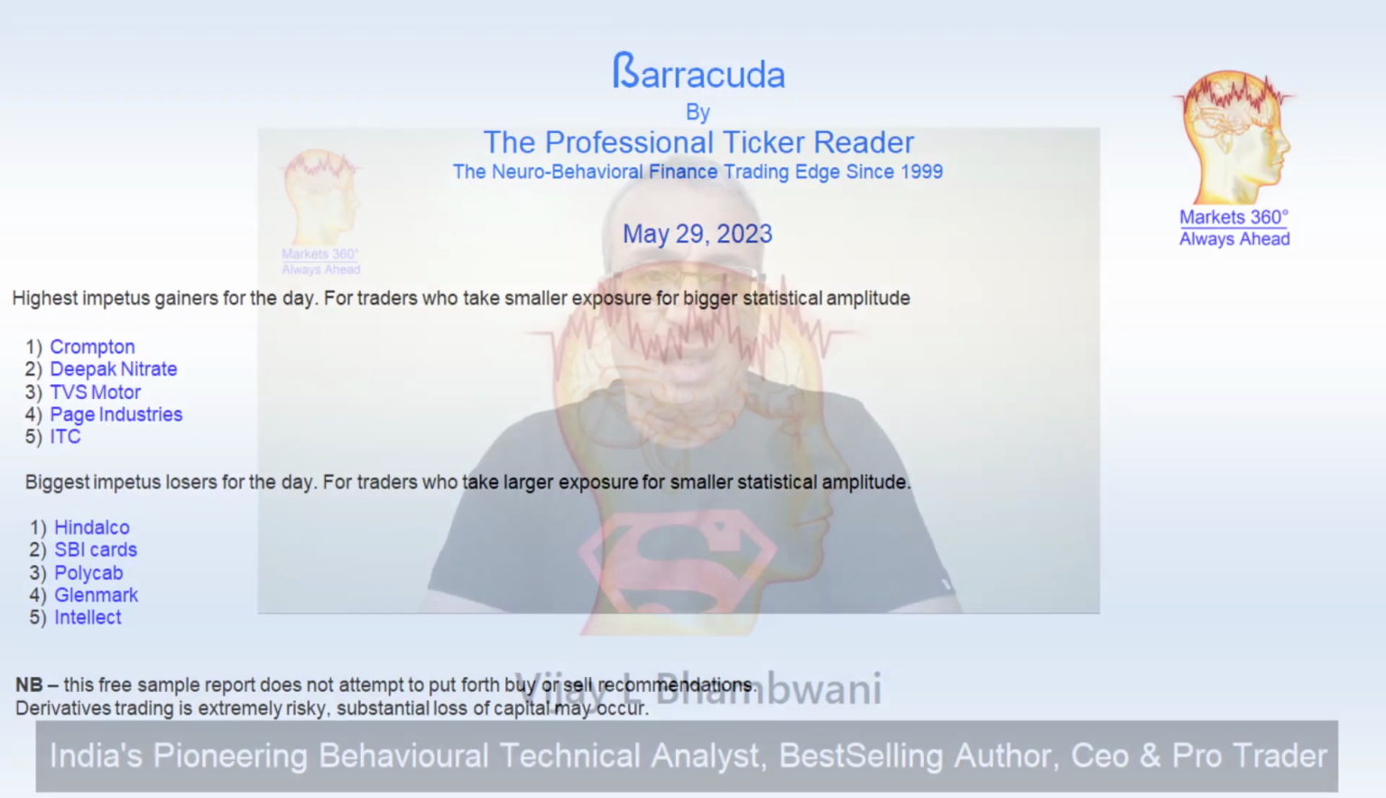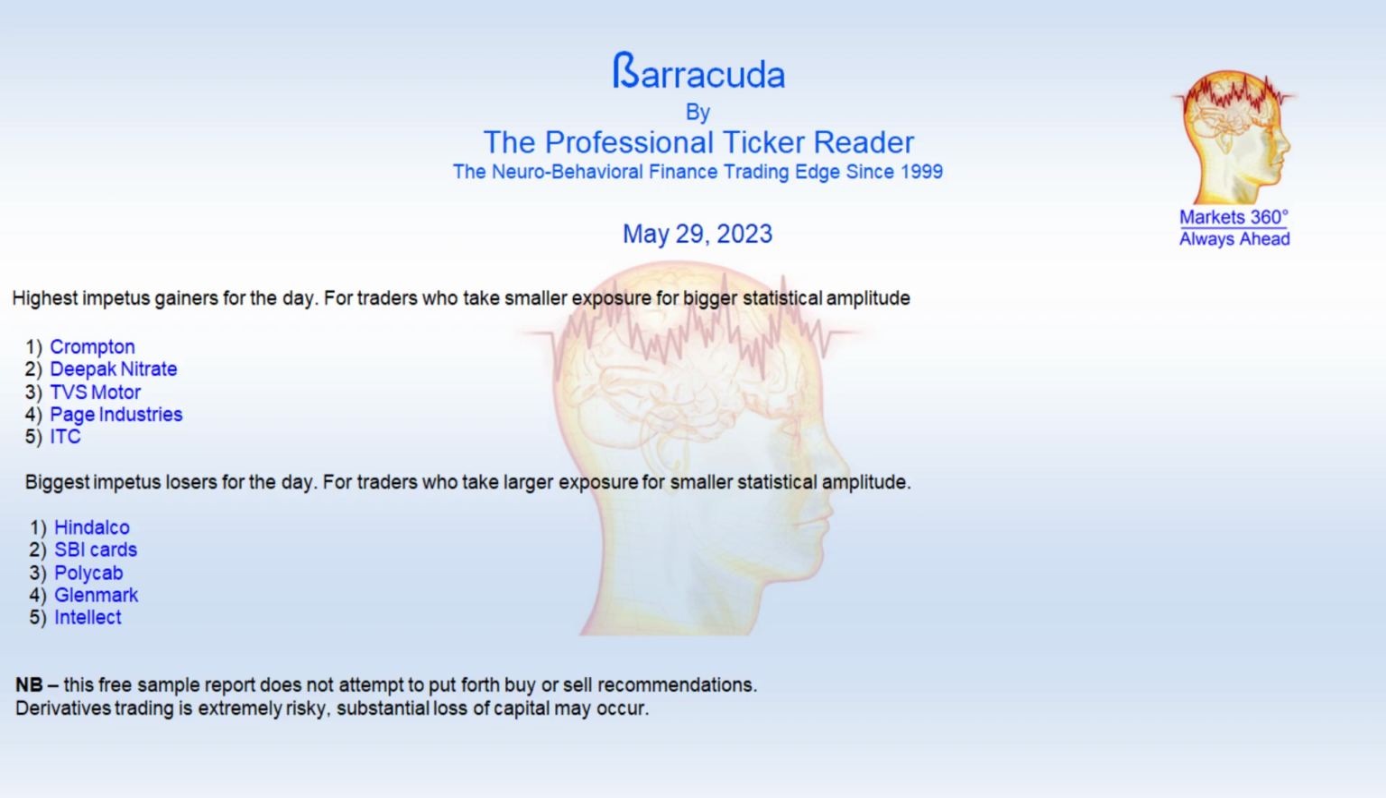Do remember, this is just the name of the counters which are high and low beta or high and low volatility. Direction will be decided by the market, so you take a call as and when the market starts trading. So, beta gainers list is led by Crompton, followed by Deepak Nitride, TVS Motor, Page Industries and ITC. Beta losers list is led by Hindalco, SBI Cards, Polycab, Glenmark and Intellect Systems.